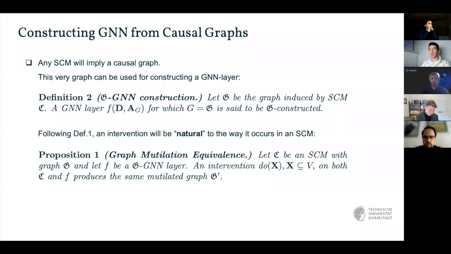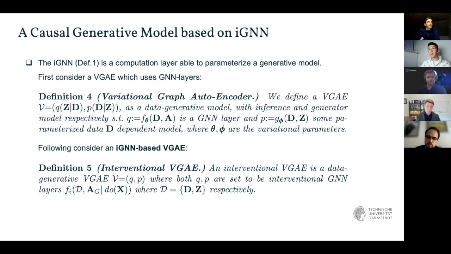Another consequence of our definition one is that interventions are natural to the way they occur in SCMs, which was one of the things Yuda mentioned in his tweets, which he liked. If you have this shared graph between the SCM and the GNN, then an intervention, the way we defined it, produces the same mutilation. And so now you can build this causal generative model based on IGNNs.